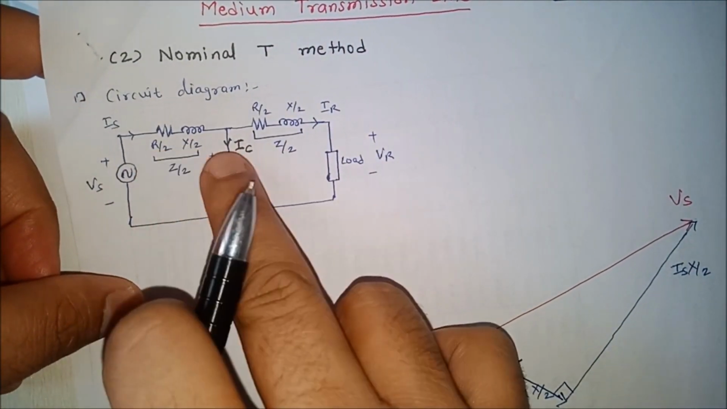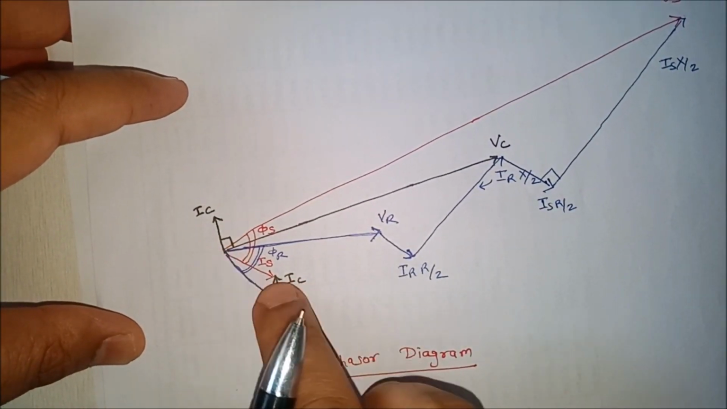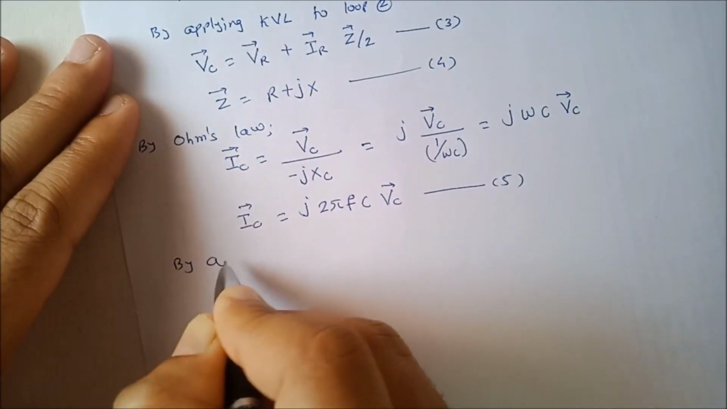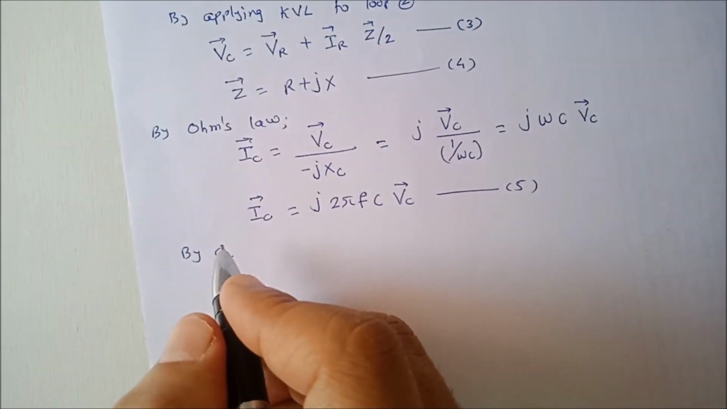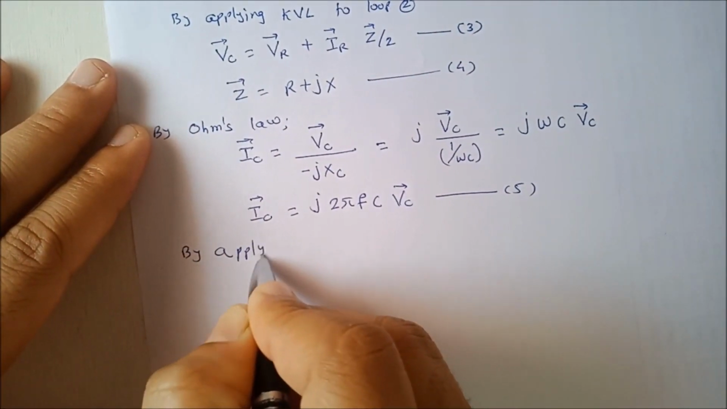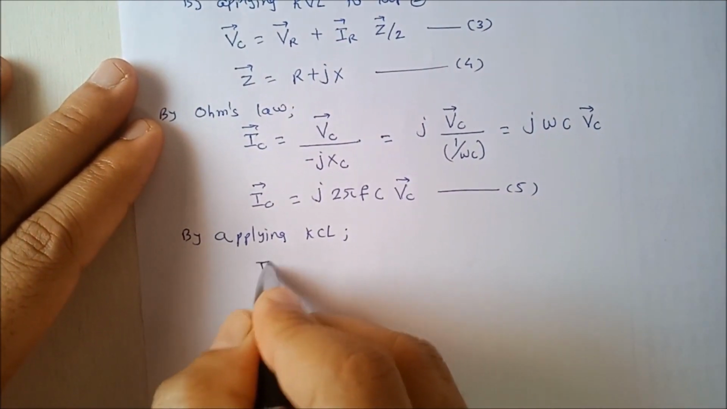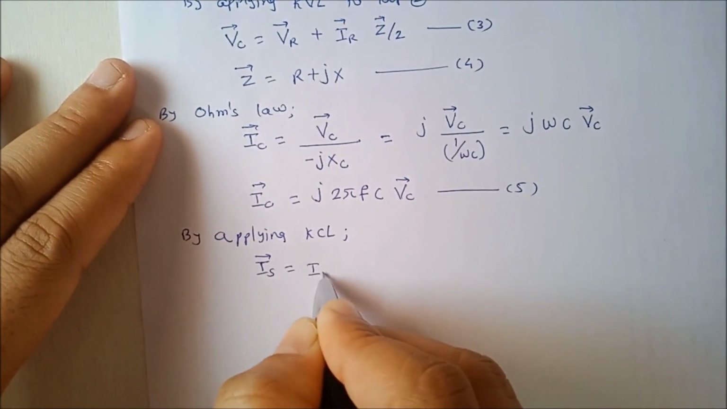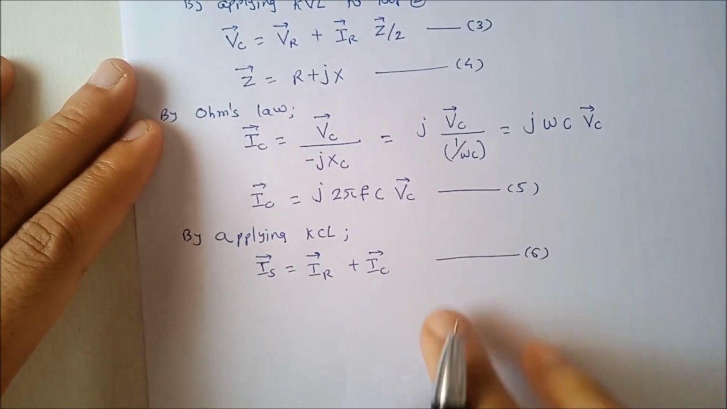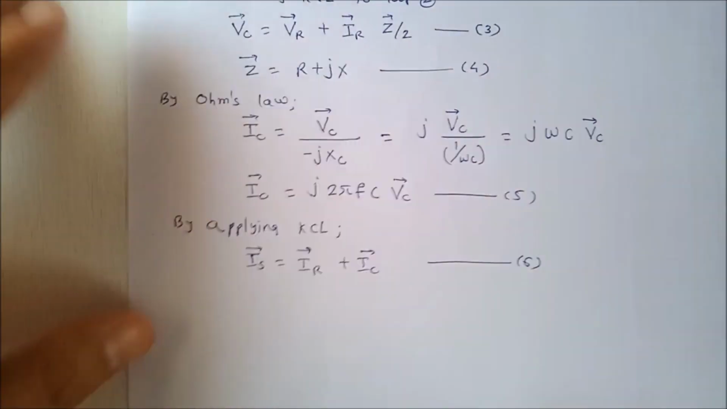We can obtain the IS by applying the KCL here. IR plus IC is nothing but IS. So by applying KCL, we can get the sending end current. What will you get? The sending end current IS will be equal to IR plus IC. Equation number 6. We have already got IR from equation number 2 and IC from equation number 5.